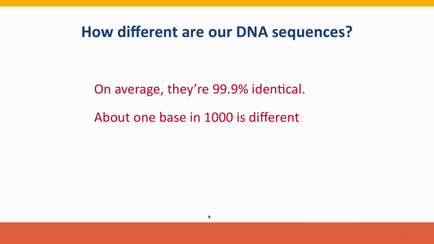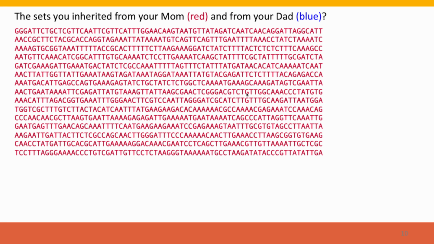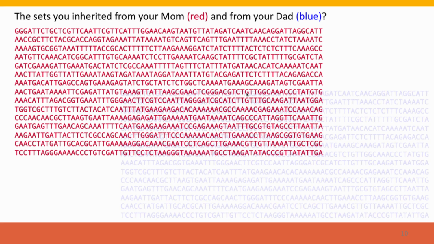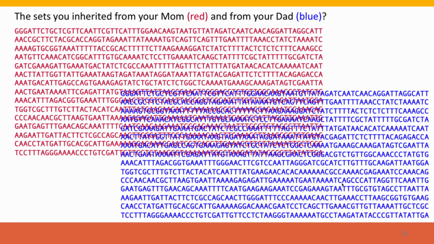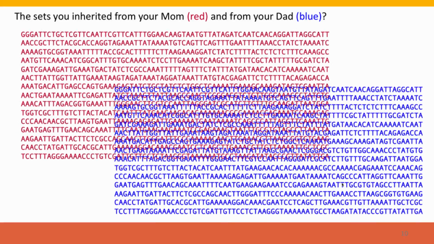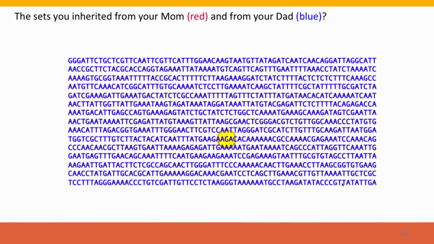Now, how different then are our DNA sequences? Well, from one perspective, they're very, very similar. So on average, they're 99.9% identical. A way to visualize that is to consider the set of DNA that you inherited from your mom and the set that you inherited from your dad, shown here in blue. Here I'm just showing 1,000 bases. If you compare them, what you'll find is that on average, in every 1,000 bases, there's just one sequence difference.